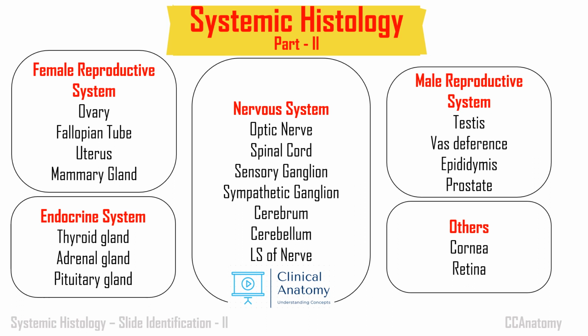So far we have seen the female reproductive system: ovary, fallopian tube, uterus, mammary gland, and in the male reproductive system, testis, vas deferens, epididymis, and prostate. Now we are moving to the nervous system, which contains a long list of slides. We'll see them one by one.